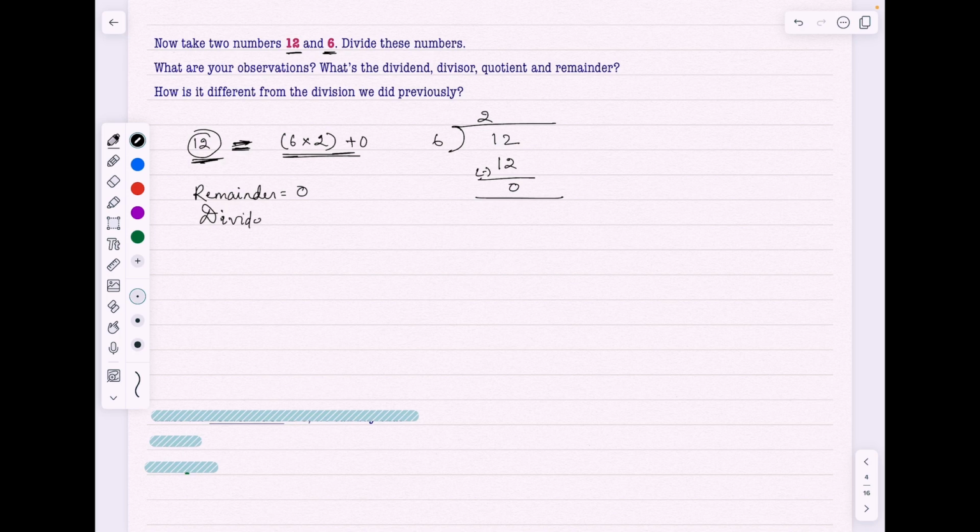Dividend is 12. Divisor is 6. And quotient is 2. Okay. So this is the property when the remainder comes 0. When does the remainder come 0? We see that 12 lies in the table of 6. That is why here the remainder is coming as 0.